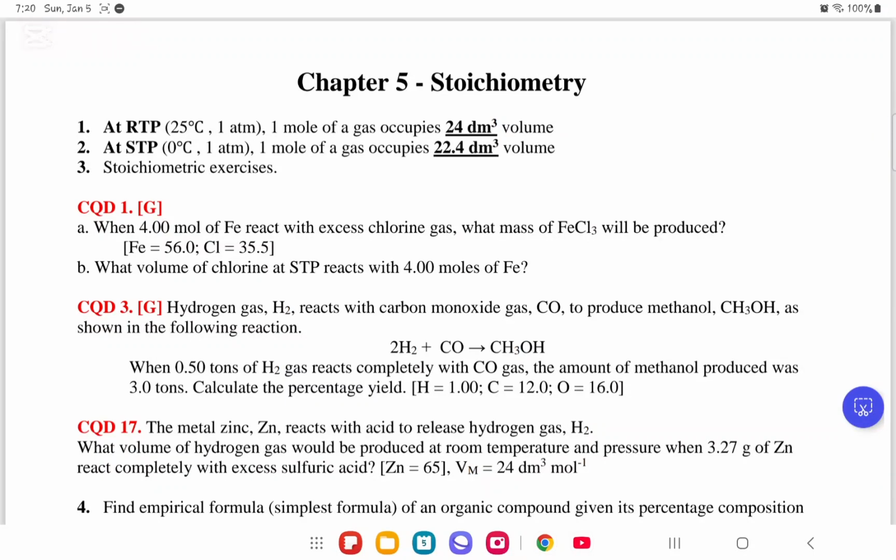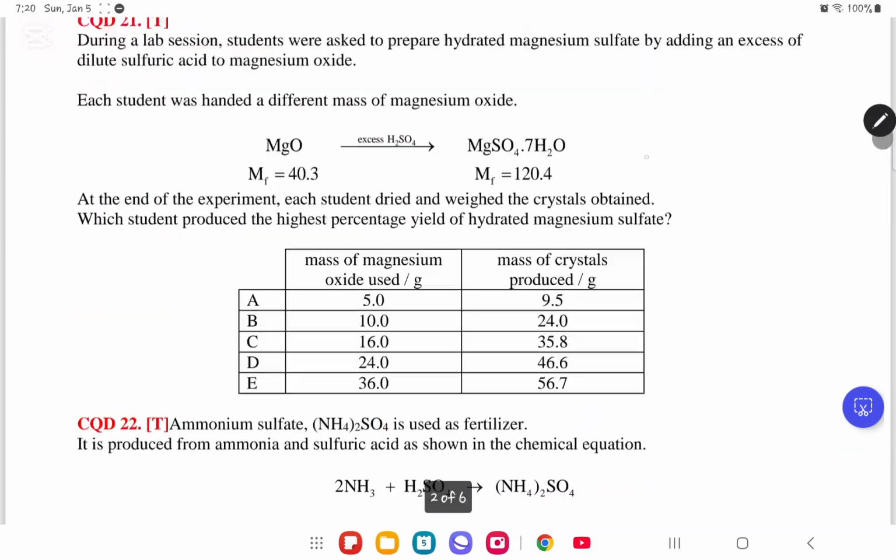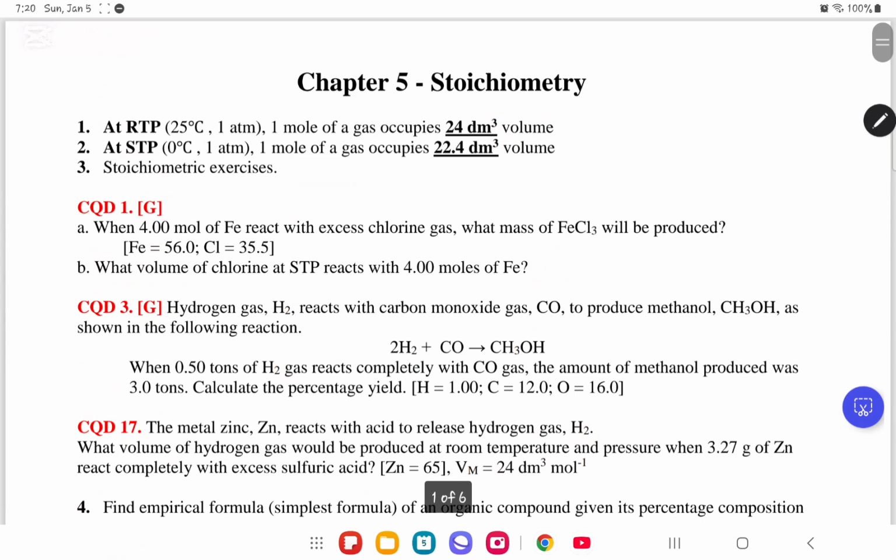So today I'll be explaining chapter 5, stoichiometry. I'm going to do it until page 3 because on page 4 there is problem solving. I prefer you do that by yourself or with your teacher, because in general it's better to practice by yourself.